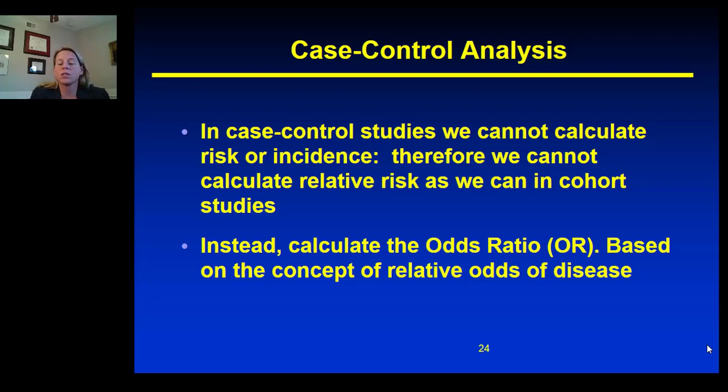So in case control studies, we cannot calculate risk or incidence, and that is because we're starting with the diseased individuals and we're looking backwards in time for their exposure to a risk factor of interest. And therefore, we cannot calculate relative risk as we do in a cohort study. Instead, we calculate the odds ratio, which I introduced in a past lecture, and this is based on the concept of relative odds of disease.